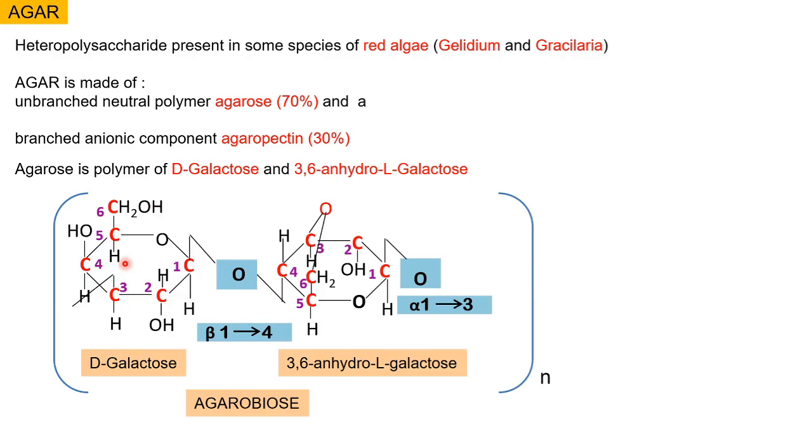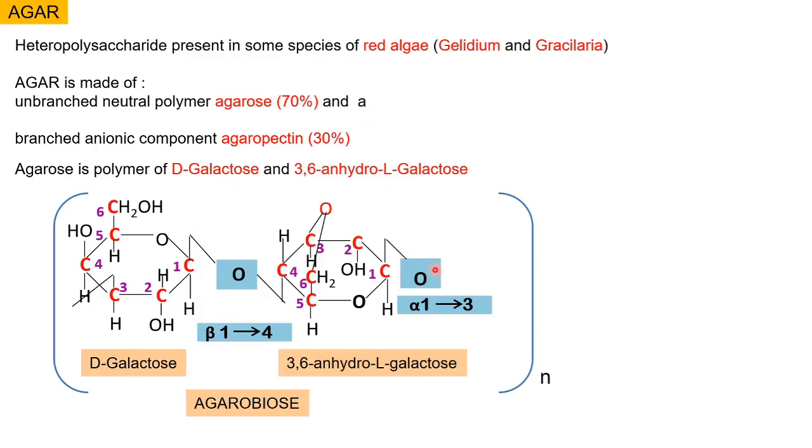Next one is agar. It is a heteropolysaccharide present in some species of red algae. Examples are Gelidium and Gracilaria. Agar is made of two different types of heteropolysaccharide. One is agarose, which is an unbranched and neutral polymer, which constitutes about 70% of agar. The second one is the branched and anionic component, agaropectin, which constitutes about 30%.